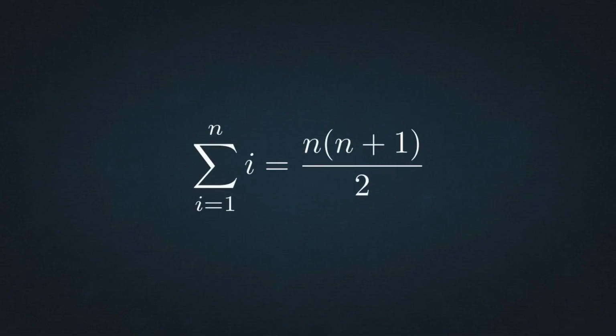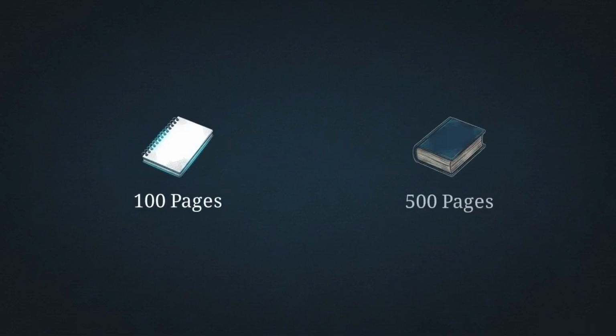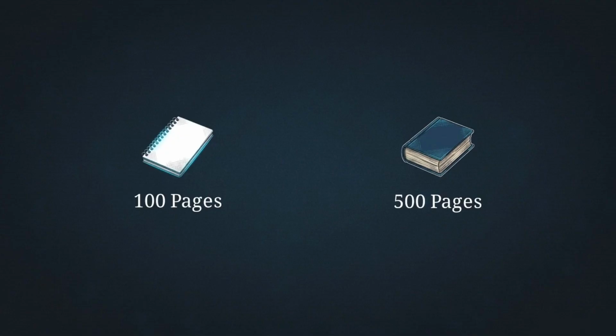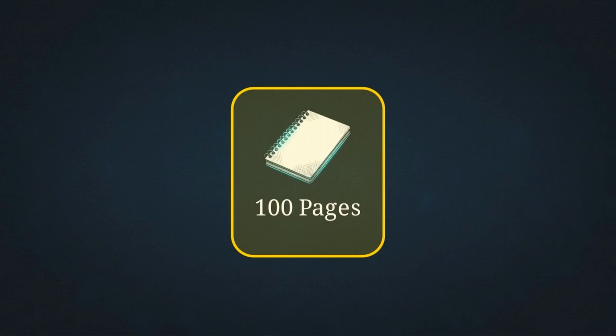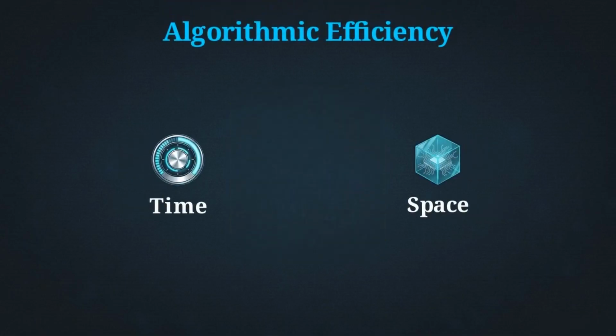Imagine you need to solve a math problem, and you have two options, a 100-page notebook or a 500-page notebook. Both will get the job done, but the 100-page notebook is far more efficient with physical paper. In algorithms, efficiency has two fronts, time and space.